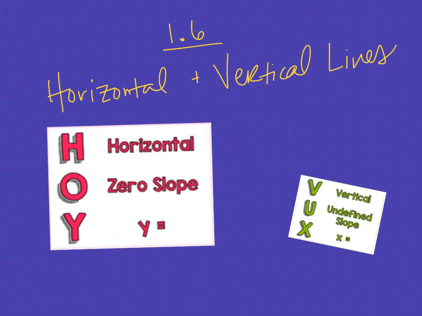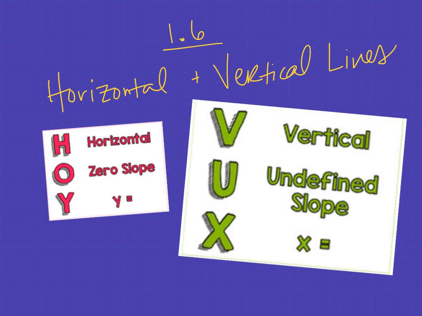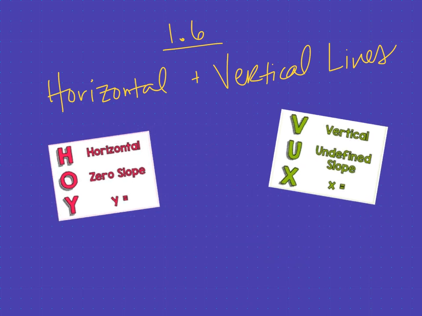So horizontal lines have a zero slope, and they're in the form of y equals a number. So that is where Hoy comes from. The O is a zero in this case. And then Vux is the way to remember the vertical lines. That vertical lines have an undefined slope, and they are of the form x equals a number. So let's graph a couple, and then if Hoy-Vux helps you out, great, you can use it.